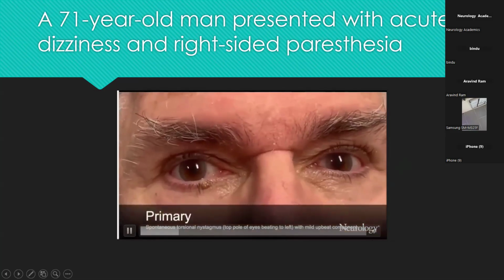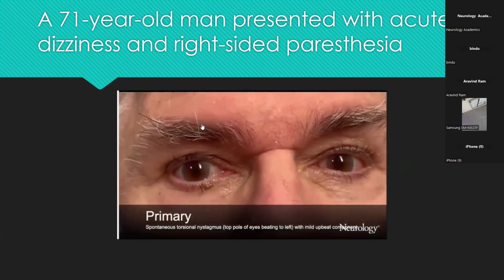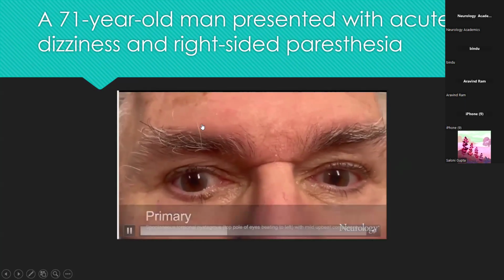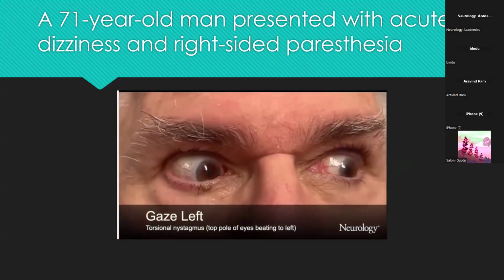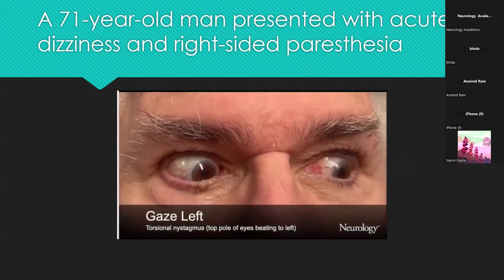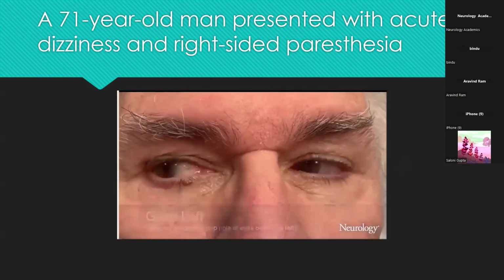Patient had, in this example with the upbeat nystagmus, when the patient is looking towards the left, the patient has a torsional component towards the left ear, and towards the right.